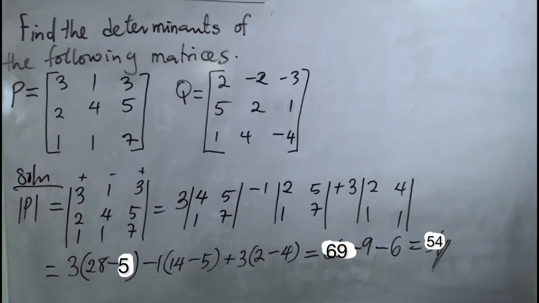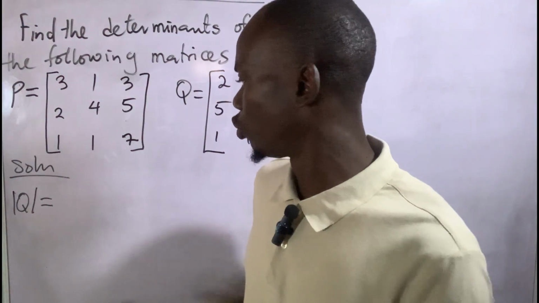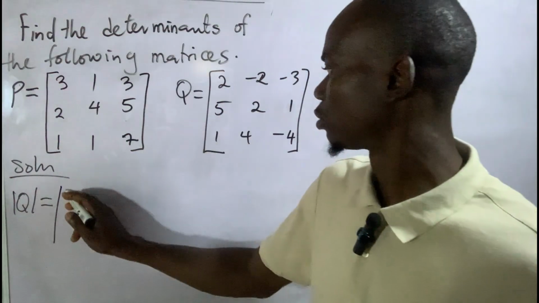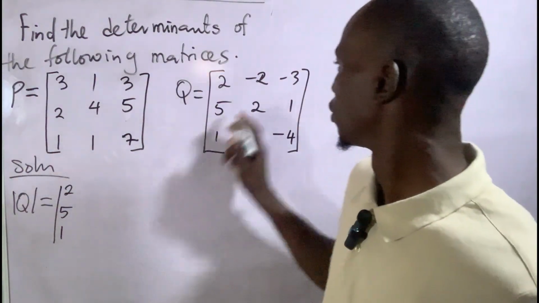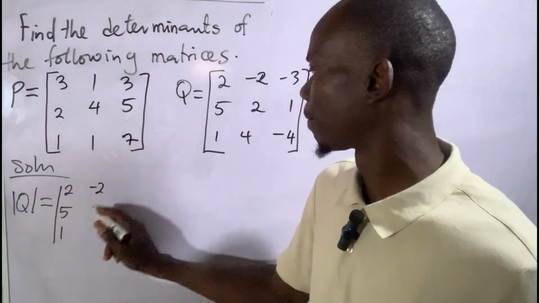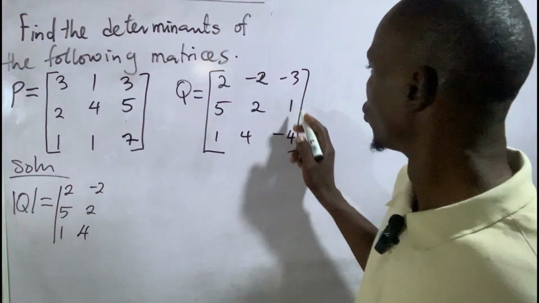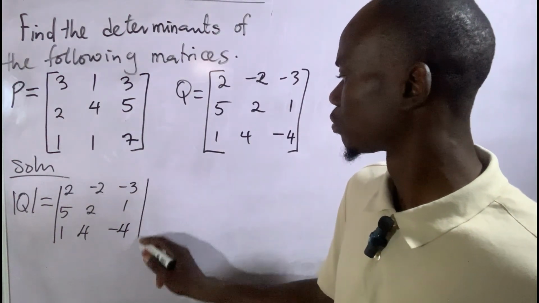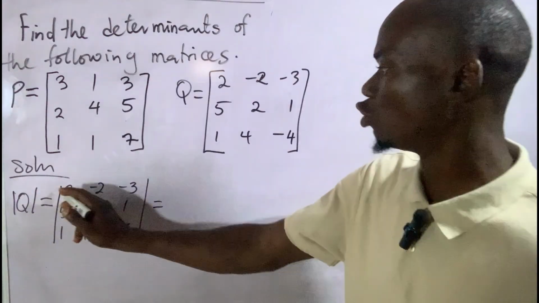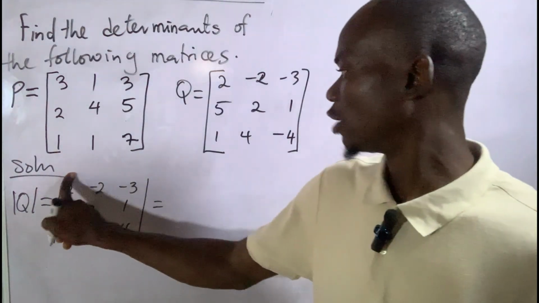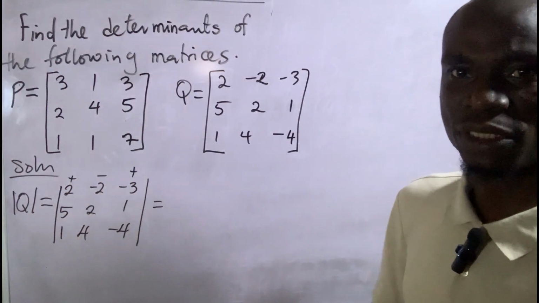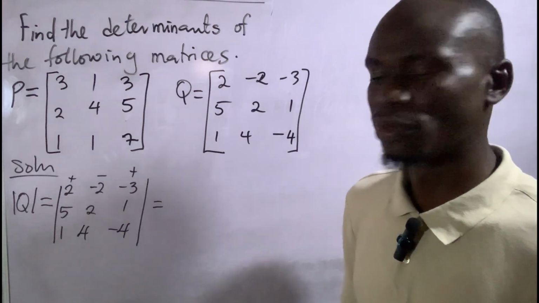Let's look at the solution for matrix Q. It's exactly the same. So the determinant of matrix Q will be, using a straight line, 2, 5, 1, minus 2, 2, 4, minus 3, 1, minus 4. So first, I'm going to use the first row to reduce my column. And don't forget the invisible signs. You don't need to write them. This is for you to understand what is happening. Okay, that's why they are invisible. They don't need to be seen.